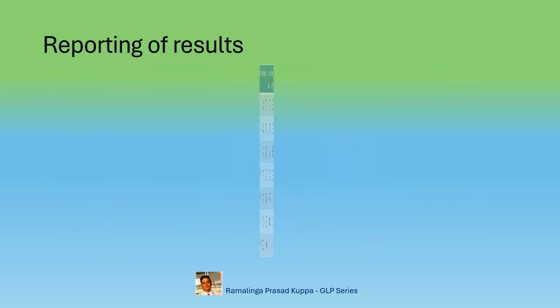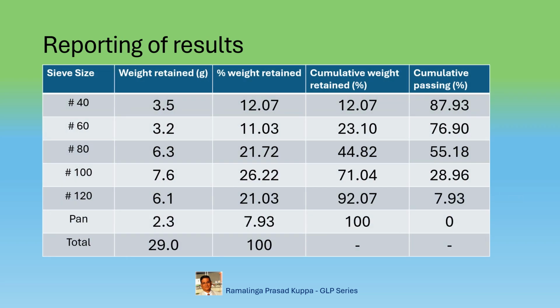Reporting of results. This is a fabricated data sheet using mesh numbers 40 to 120. Percent weight retained will be each individual retained weight divided by the total, that is the 29 grams. Cumulative retained material is a simple arithmetic addition of previous value to the next value. Cumulative passing value is 100 minus each cumulative weight retained. Very simple calculation.